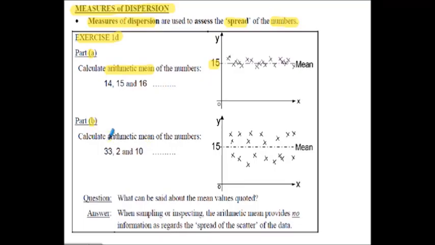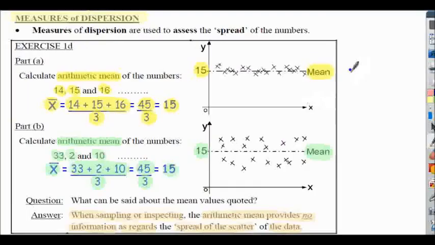In part B, we're asked to find the arithmetic mean of the numbers 33, 2 and 10. If we add 33 to 2 to 10, we again get 45, divided by 3 because there are 3 numbers. That again gives us a value of 15. So the mean average is 15. For reference, here are the calculations for the mean.